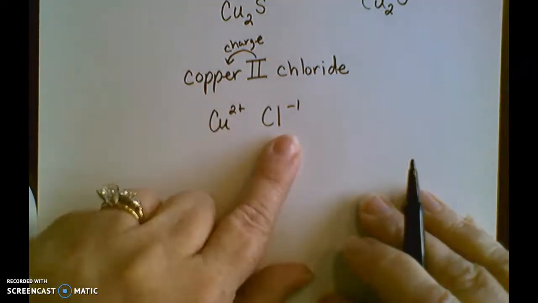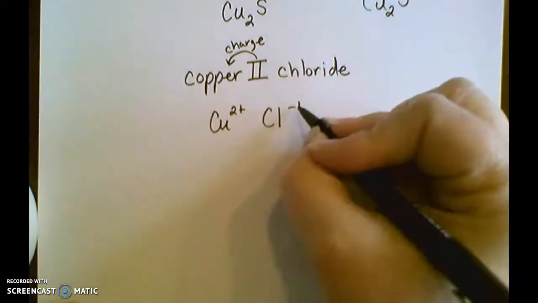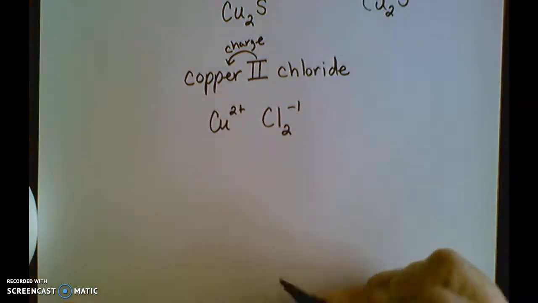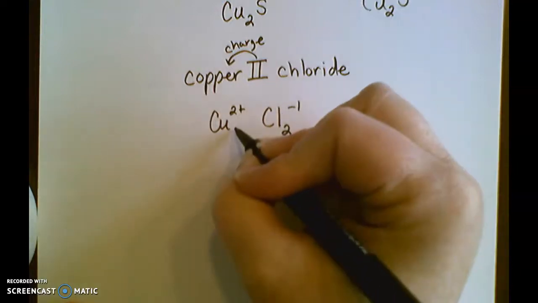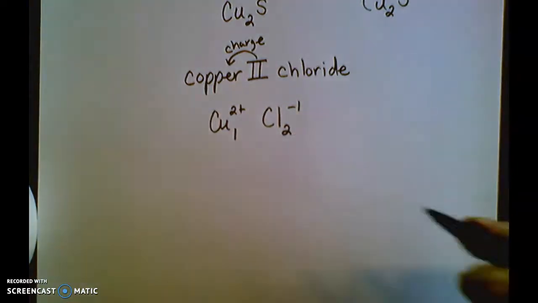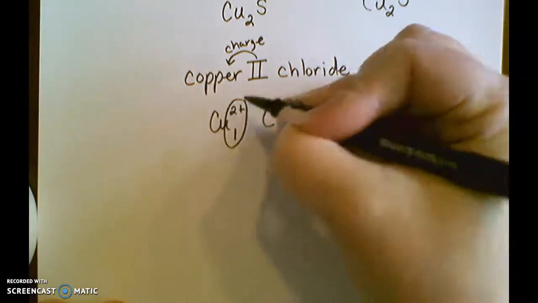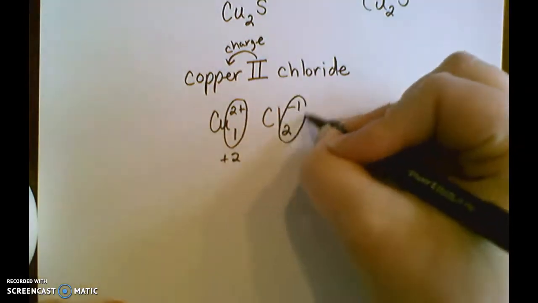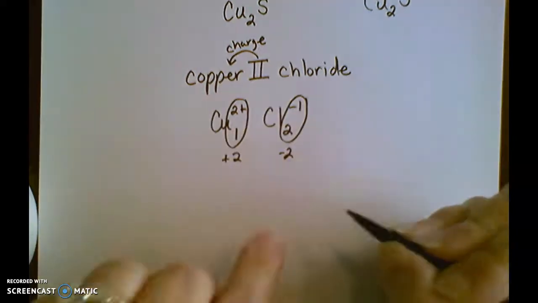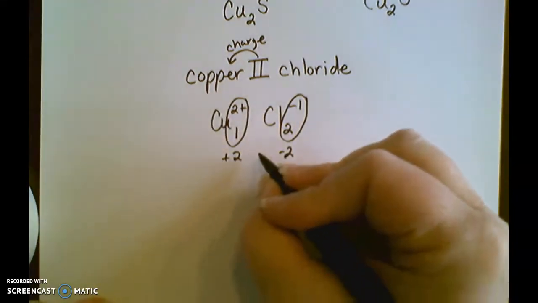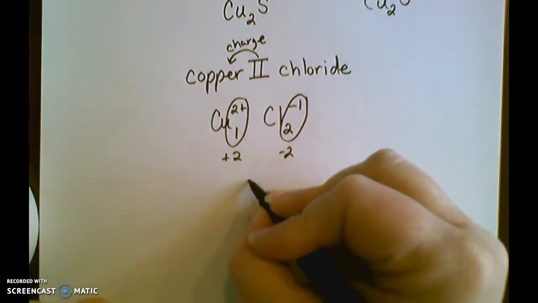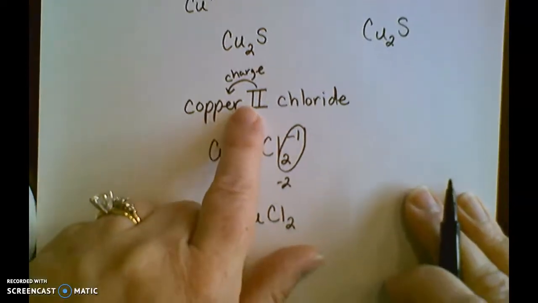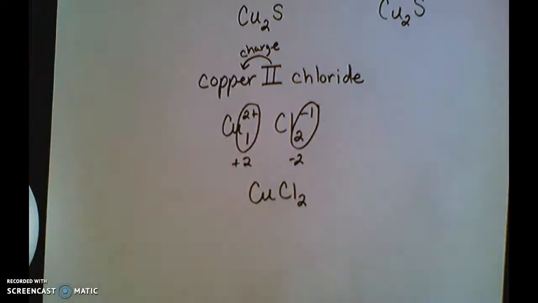And so I'm going to cross over these charges. So the copper has a 2. That means I should need 2 chlorines in the final compound. The chlorine has a 1, which tells me I need 1 copper. Of course, that's understood at the end. And so if you look at this, 1 + 2 gives me a total +2 charge. Here I've got 2 -1s, which gives me a -2 charge. And so those will cancel each other out. And my final answer here is CuCl2 for copper 2 chloride. Hope that's making sense to you.